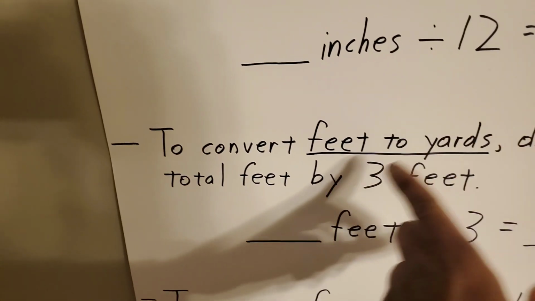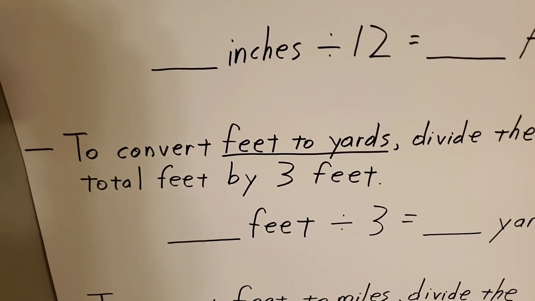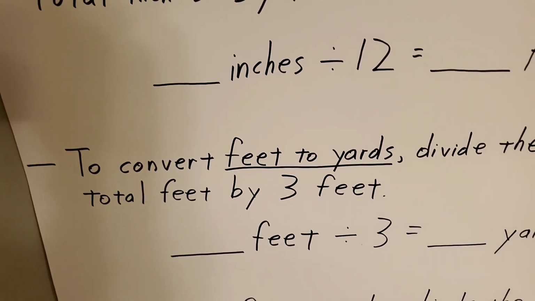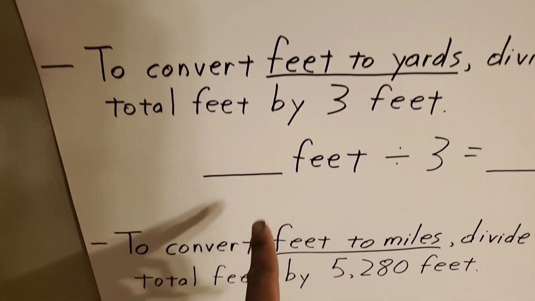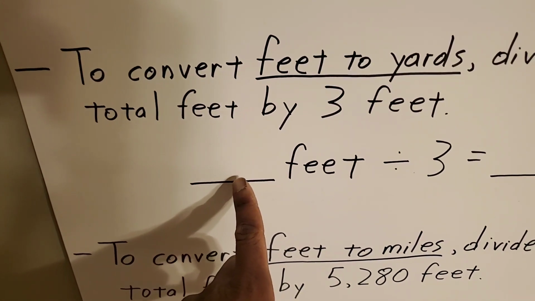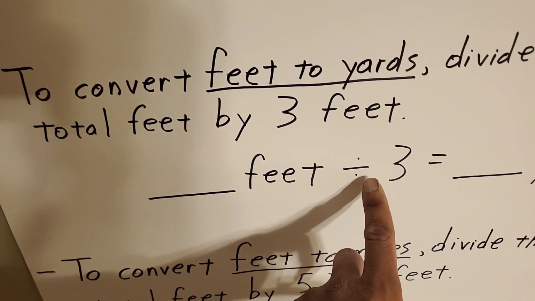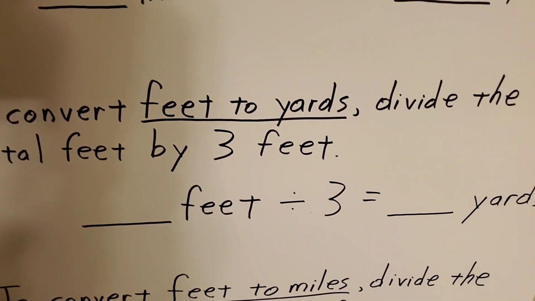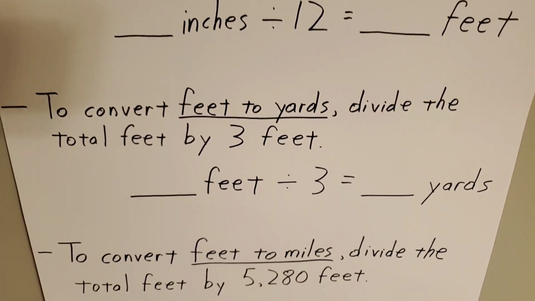We're going to divide the total feet by 3 feet. If I want to convert an object from feet to yards, I'm going to measure that object in feet and divide it by 3. There are 3 feet in a yard, and that will tell you the total yards. So if I want to convert feet to yards, divide the total feet by 3 feet.